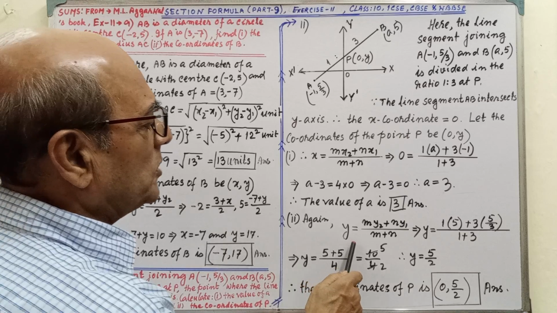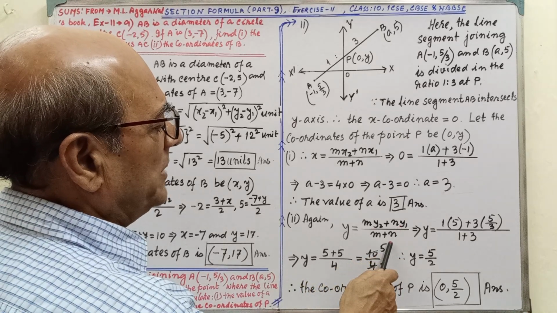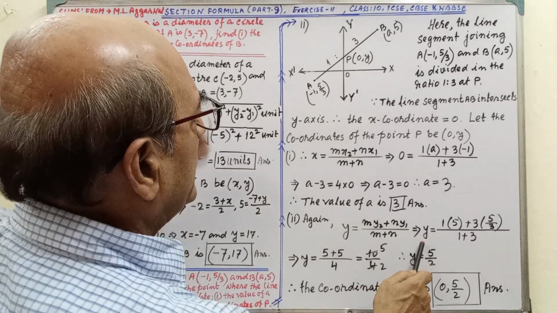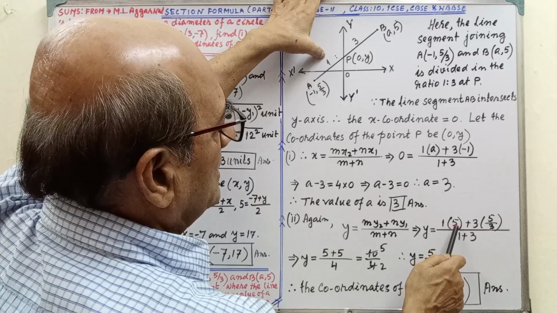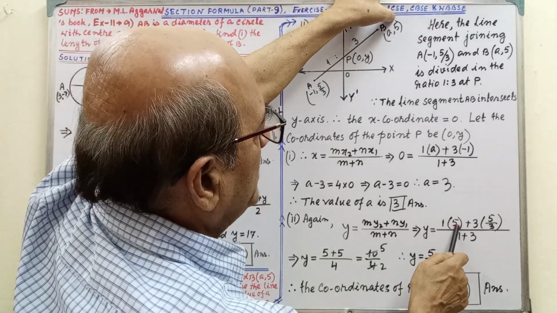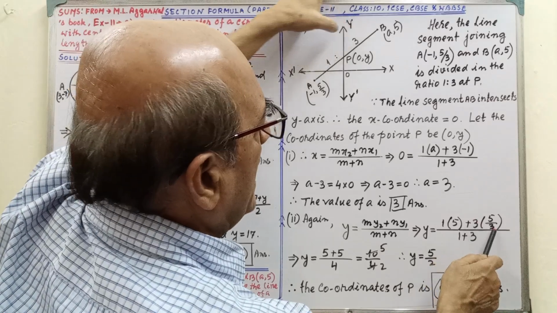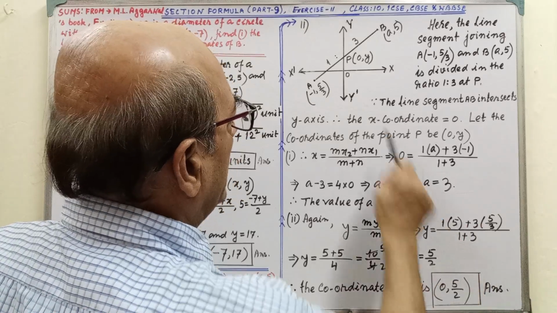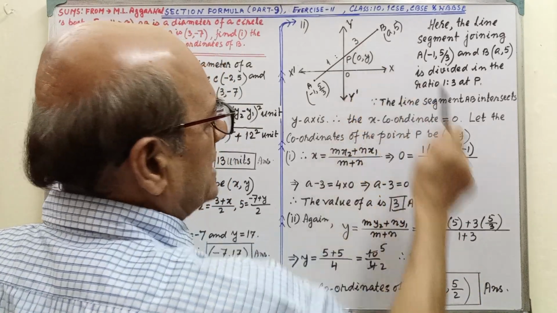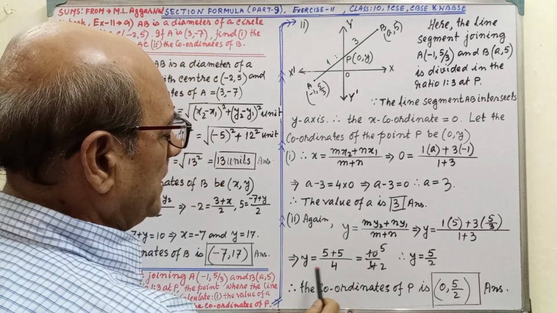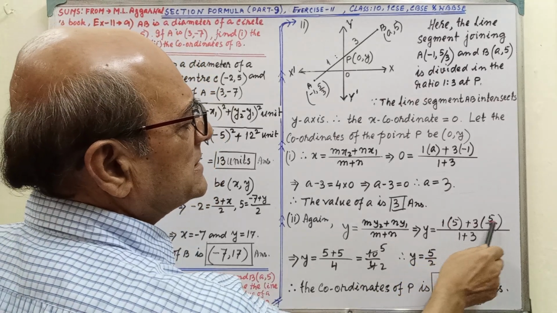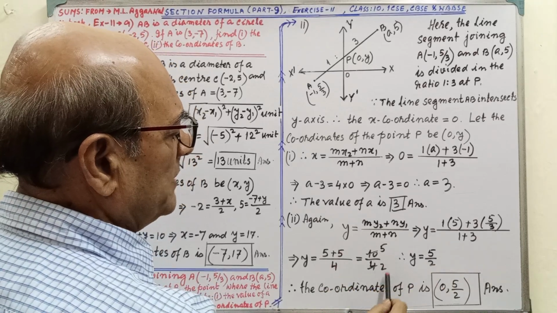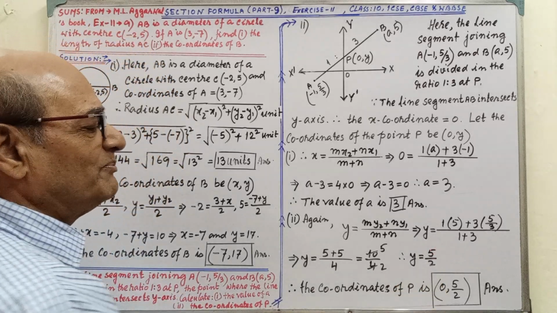Next part, we have to find out the coordinates of P. Again, by applying the formula y equal to my2 plus ny1 divided by m plus n. This is the formula. We have to find out the y. Here m is given 1, and y2, that is 5, plus n is 3, and y1, that is 5 by 3. After putting the values, and m plus n, that is 1 plus 3, we have to simplify. 5 plus this 3 will be cancelled, so 5 plus 5 by 4, 1 plus 3, that is 4. By cancellation it is coming 5 by 2, therefore y equal to 5 by 2.